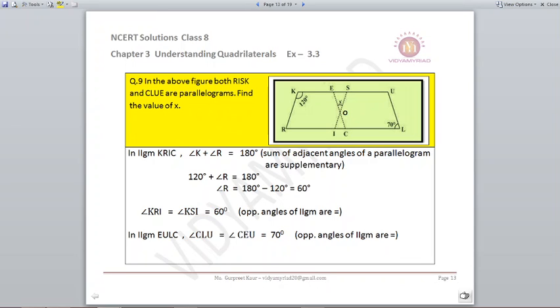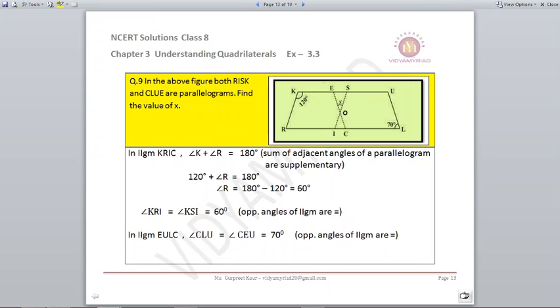So if I say angle K plus angle R, that will be equal to 180 degrees because I know some of the adjacent angles are supplementary. So I can find out angle R, which comes out to be 60 degrees. So if I know angle R, which is KRI, that will be equal to angle KSI, that is the opposite angle of R, that will also be equal to 60 degrees.